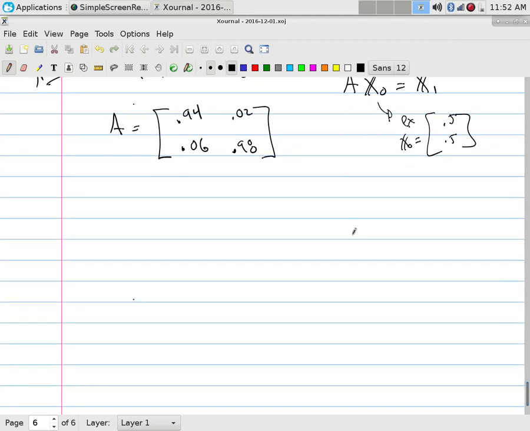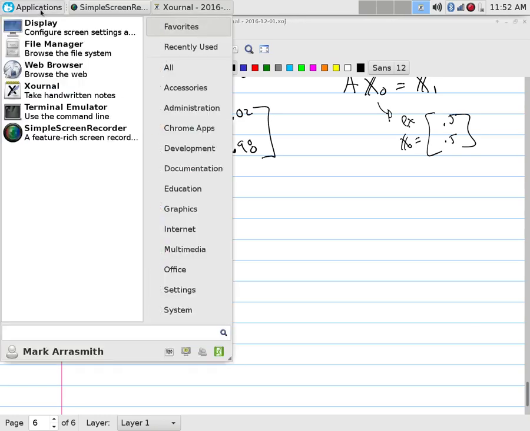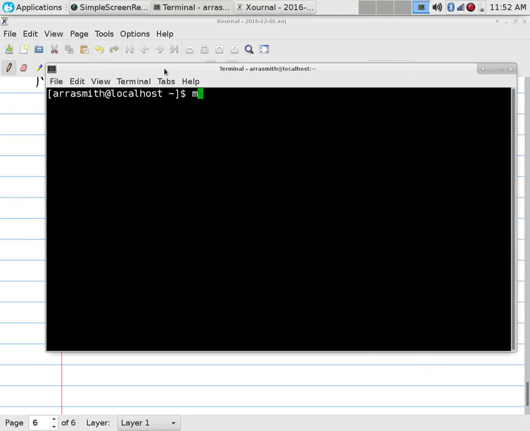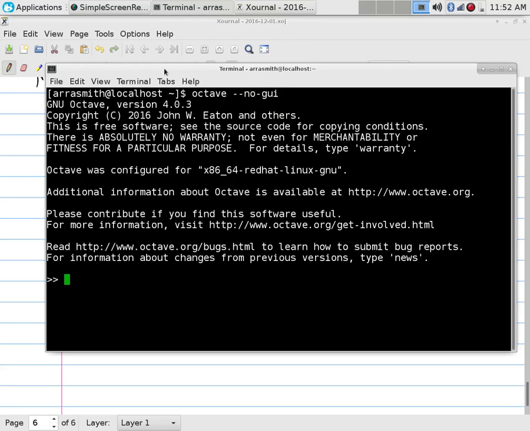But I could sit there and say, well, wait a second. Multiplying by A, multiplying by A, multiplying by A, could be rethought of as an eigenvalue problem. So let's go ahead and find the eigenvalues on this, which is nice. You can do it by hand, like they did in the book, or if you're super lazy, you can open Octave with no GUI. Then I could say A was equal to 0.94, 0.02, 0.06, 0.98. That's just A.